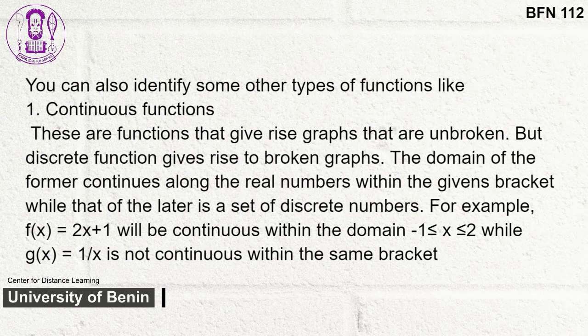1. Continuous functions. These are functions that give rise to graphs that are unbroken. But a discrete function gives rise to broken graphs. The domain of the former continues along the real numbers within the given bracket, while that of the latter is a set of discrete numbers. For example, f(x) = 2x + 1 will be continuous within the domain -1 ≤ x ≤ 2, while g(x) = 1/x is not continuous within the same bracket.